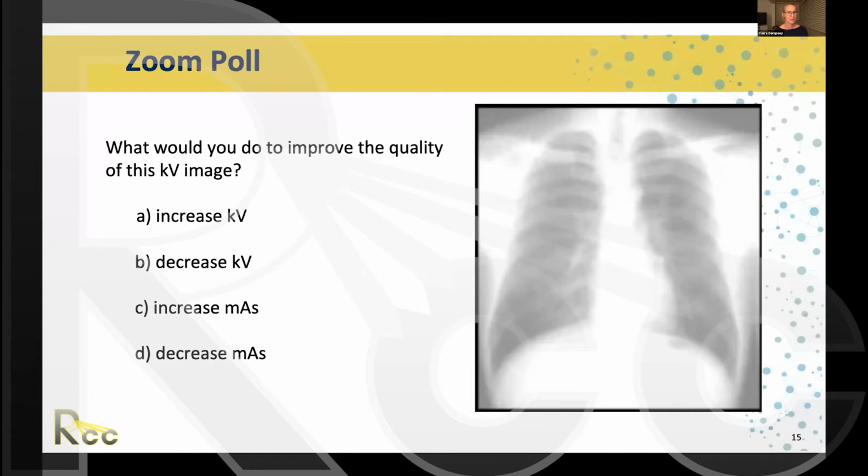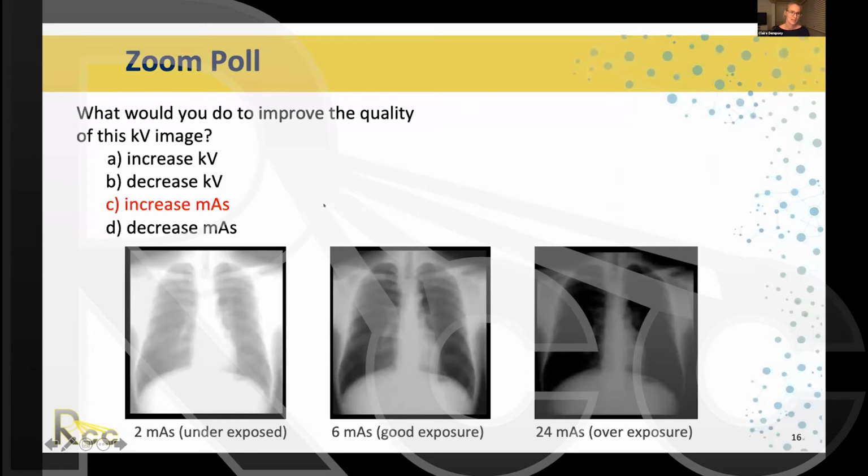Okay, so I'm assuming everybody can see those poll results on their screen. So roughly half of you said we would increase the MAS of this image, and around about a third thought we could increase the kV, and then 14% wanted to decrease the MAS. And nobody said decrease the kV. So in this particular case, the correct answer would be to increase the MAS. So half of you got that right.